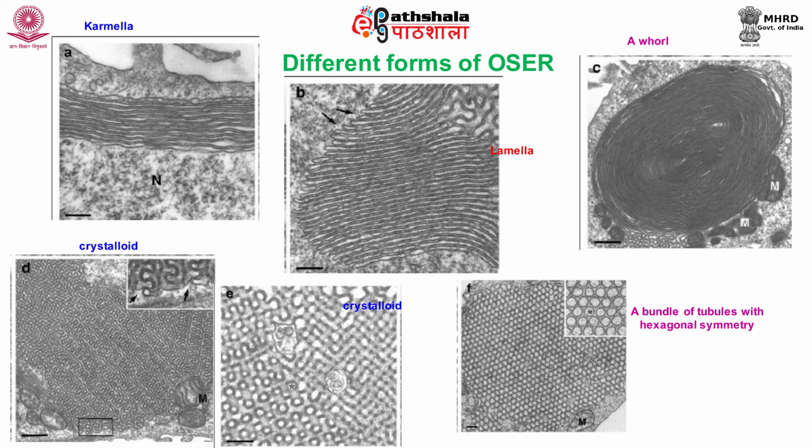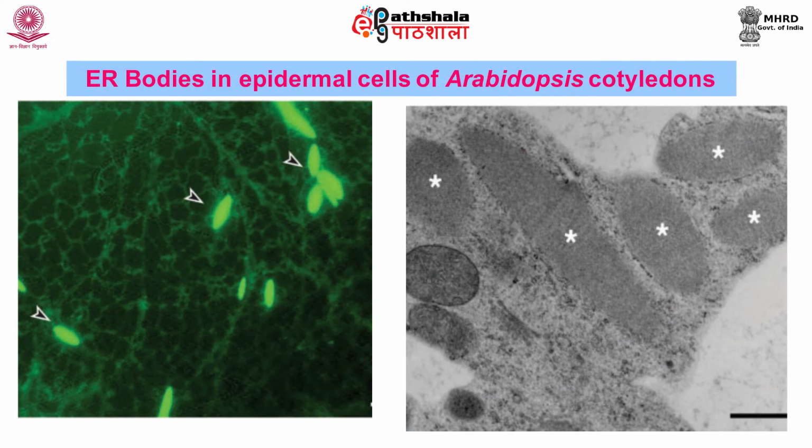High expression of certain enzymes like HMG coenzyme A reductase induces tubules to form bundles with hexagonal symmetry, that is shown in figure F. In Arabidopsis, another type of ER structure has been identified that is known as ER body or fusiform body. They were observed in addition to the ER network as novel rod-shaped structures.